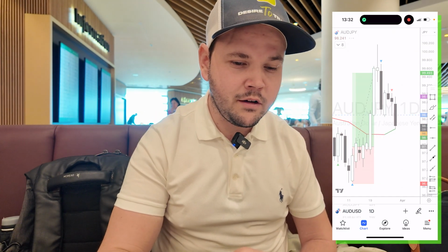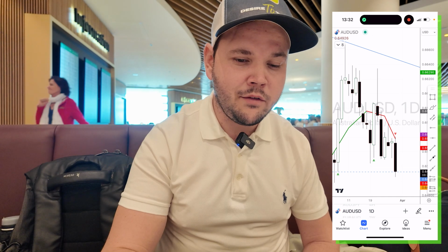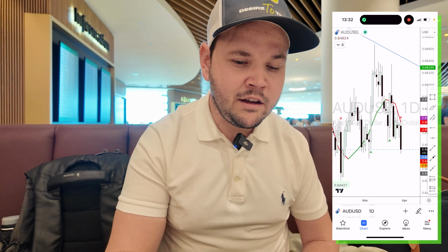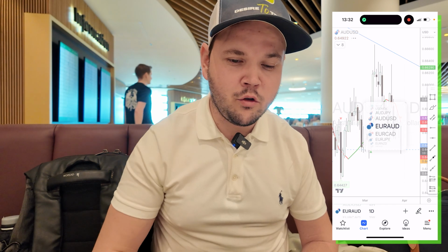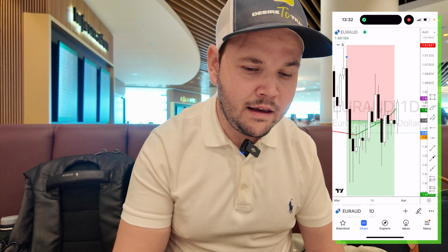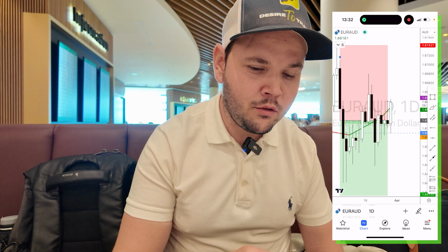I'm scrolling through the pairs here, checking my setup up here. So here we have a short setup on AUDUSD. This is daily charts. I'm going to focus on daily charts only because that's what I trade now mostly. Okay, here we've got a setup not yet formed, Euro AUD.